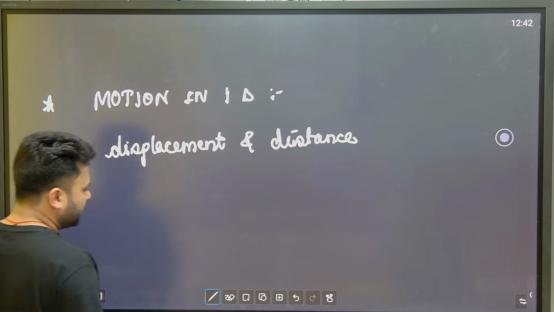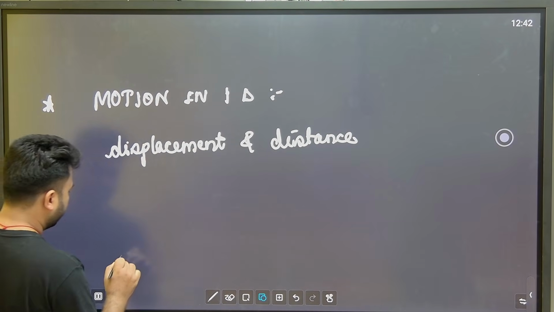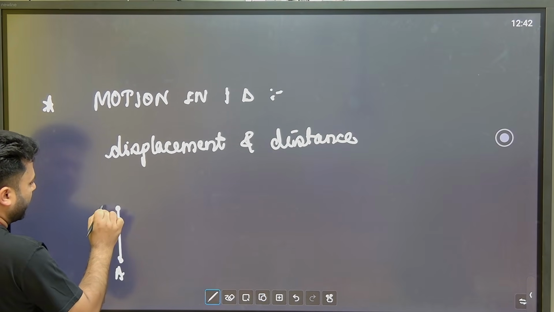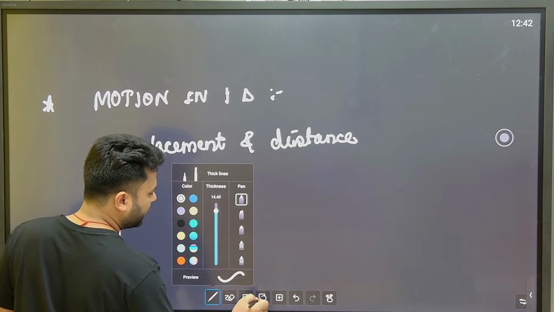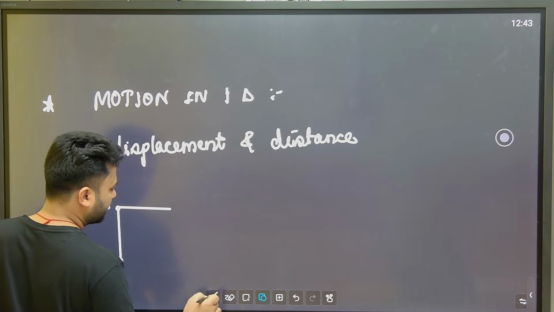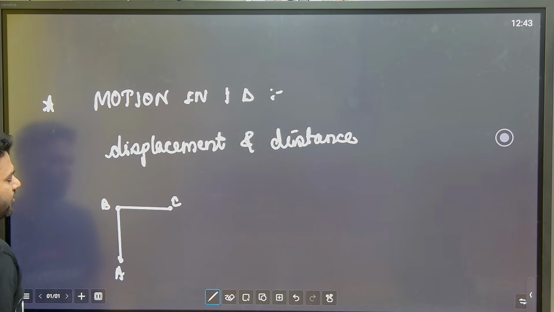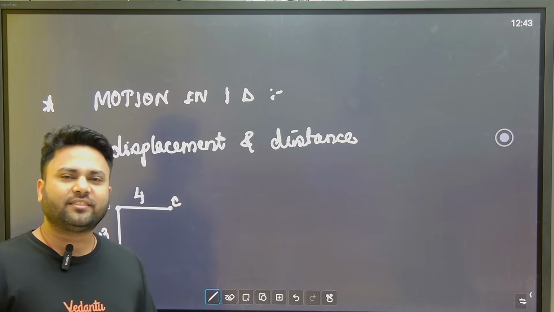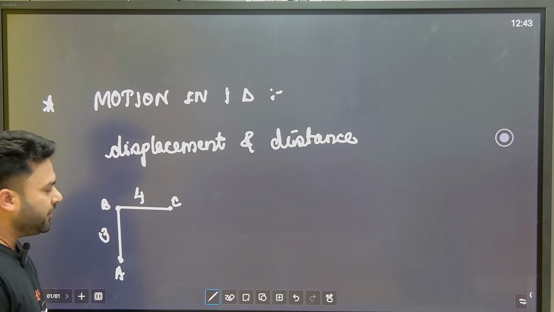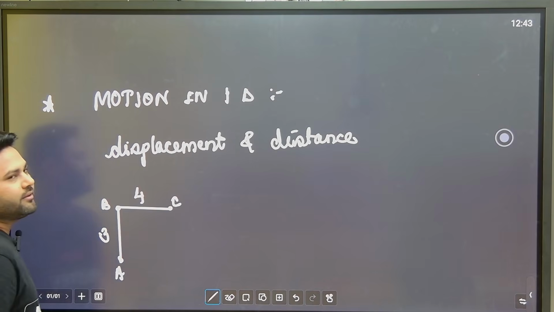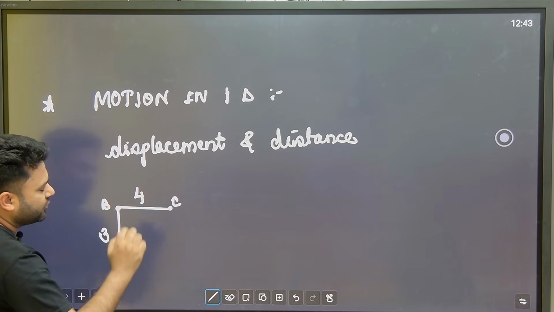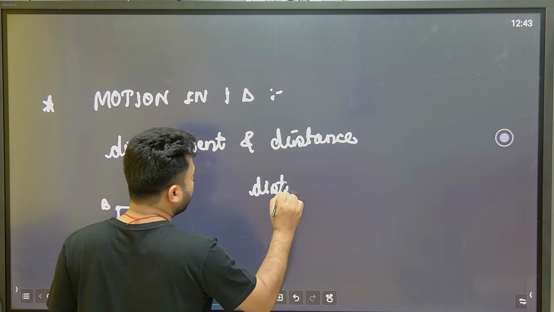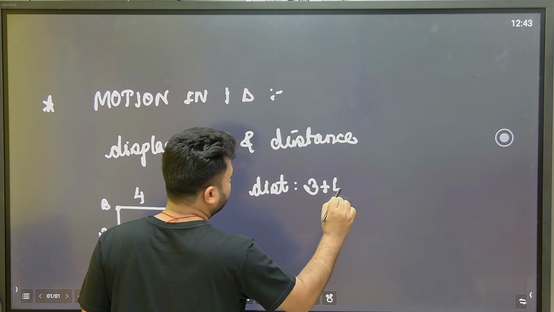So as you all know, suppose I start from this point A and I go to point B. Further, I move to point C. This is 3 kilometer. This is 4 kilometer. If someone asks what is the total distance covered, it means how much you have traveled throughout the journey. What total length you have traveled. So this is 3 plus 4. So distance here will be 3 plus 4, that is 7 units.